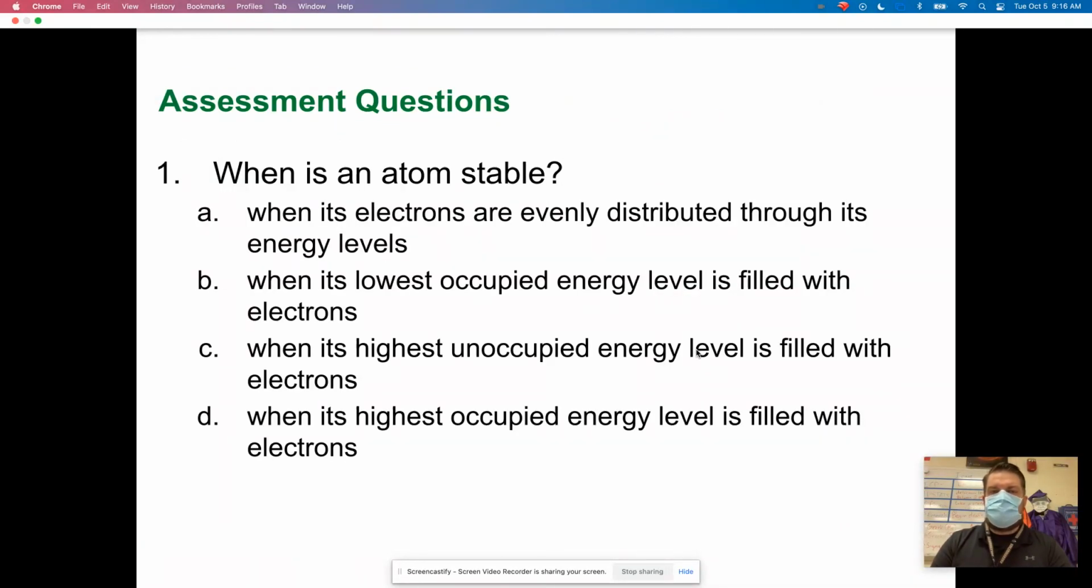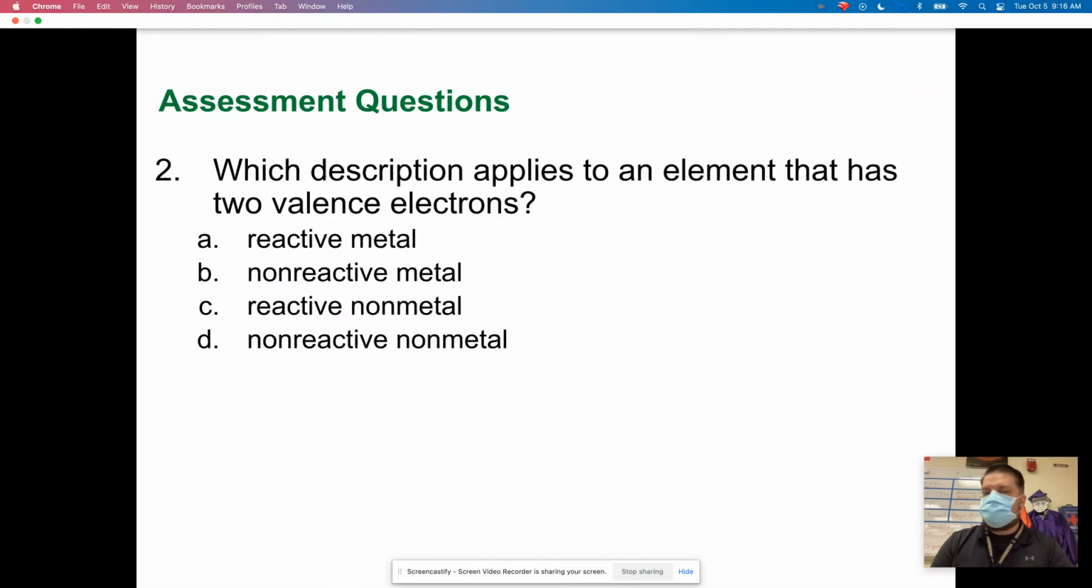So just to kind of review real quick, when is an atom stable? When the highest occupied energy level is filled with electrons. Usually 8 valence electrons. Right. So which description applies to an element that has 2 valence electrons? It's a reactive metal. It's in group 2. It's all the way to the left, so it's a metal. And we say that it's reactive because there are fewer electrons to move around.